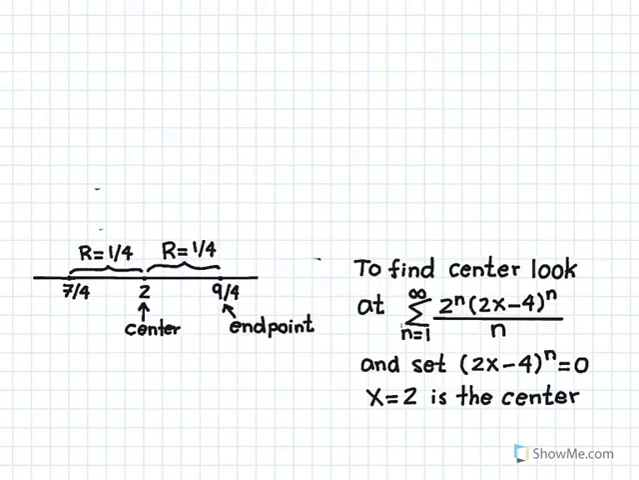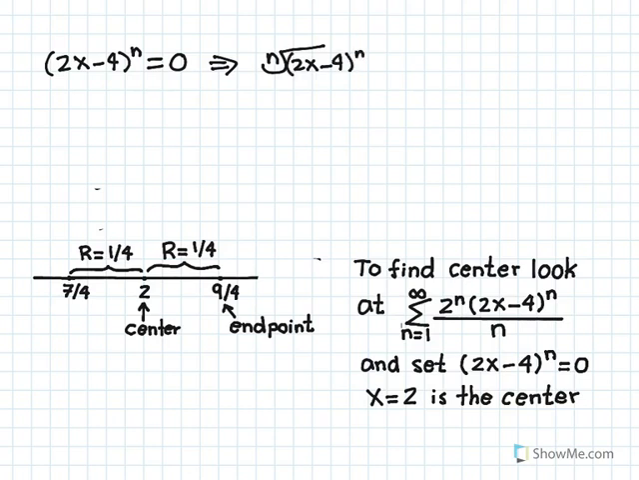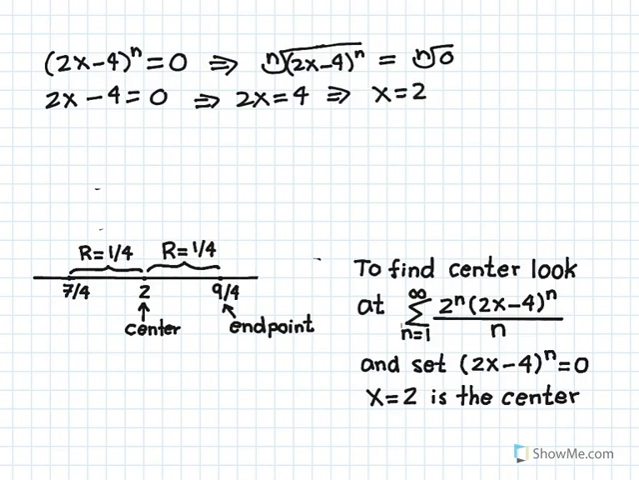All right, let's find the radius of convergence. First, let's find the center of this power series. To do that, we're going to let (2x minus 4) to the power of n equal 0. Take the nth root of both sides. We get 2x minus 4 equal to 0, and we get 2x is equal to 4. Add 4 to both sides and solve for x. We get x is equal to 2. This is the center of the power series.